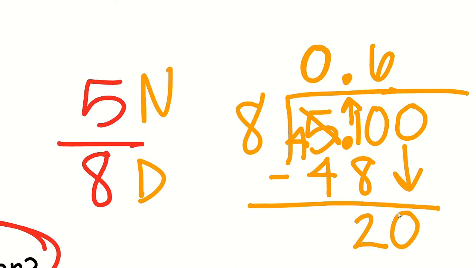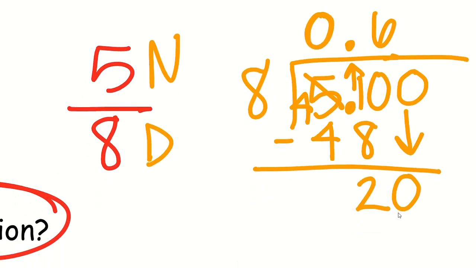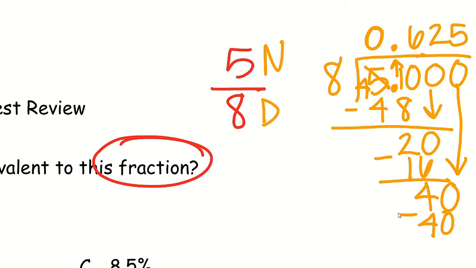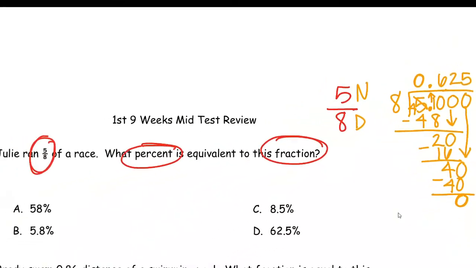Okay, 8 can go into 20 2 times. That's 16. 20 minus 16 is 4. Add another 0. Bring down. 8 goes into 40 exactly 5 times. No remainders. We're done. We should probably memorize that 5/8. Yeah, that's probably one we're going to see a lot.